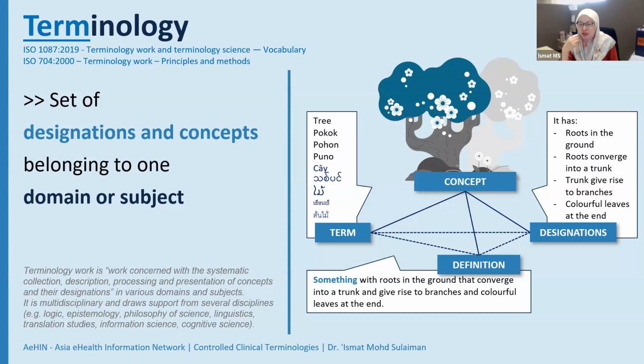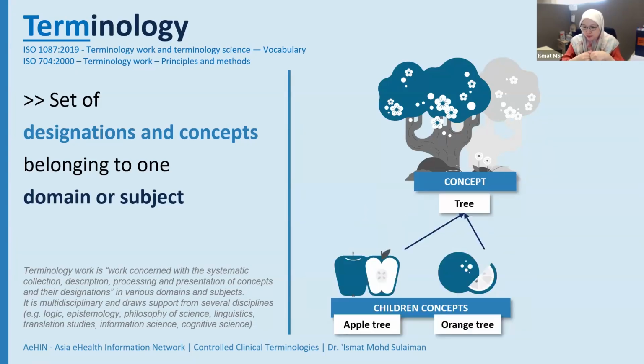In terms of why they call it a term, because the term relates to language. But sometimes a concept doesn't always have to be a term. It can be a symbol. For example, if someone is audio impaired, they are deaf or mute, then they have a sign language. That is also a concept. So if we understand this pyramid and how it connects, then it's easy to understand what is terminology. When we go to the concept, each concept has its own children.